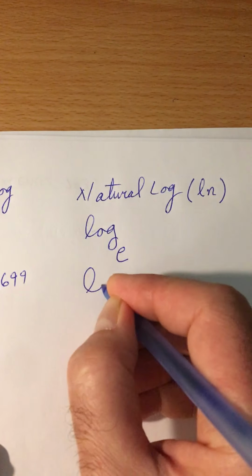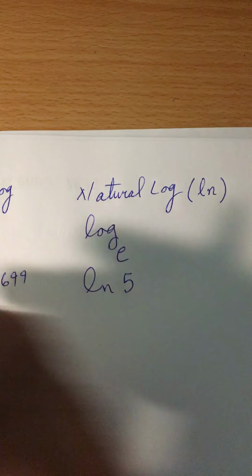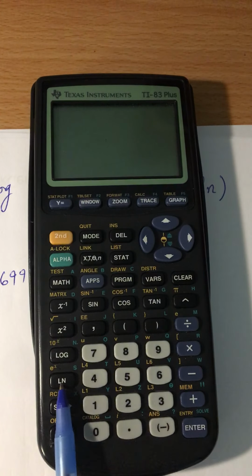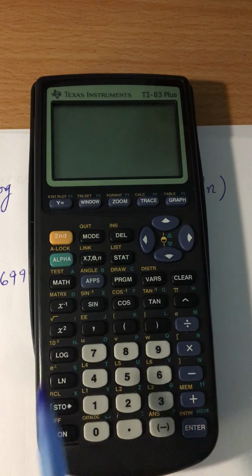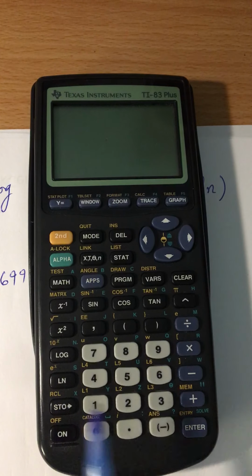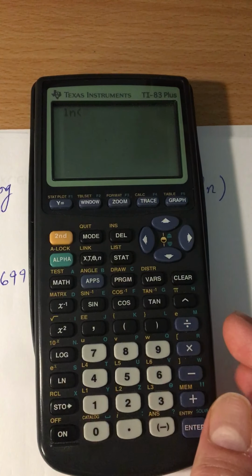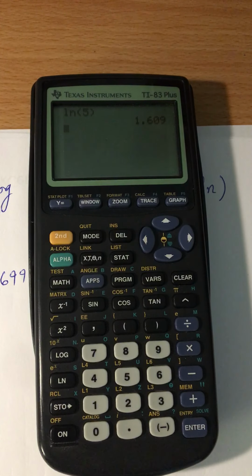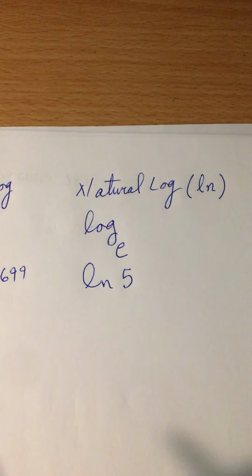So for example, if I say what is ln of 5, natural log of 5, and that's already in your scientific calculators, you see? It doesn't have to be a graphing calculator. All scientific calculators have log and natural log. See, ln. So if I say natural log of 5, and that is 1.609.